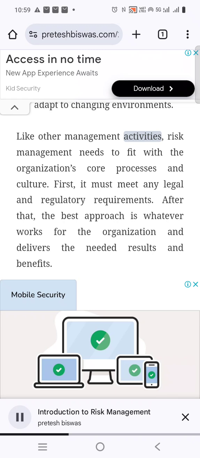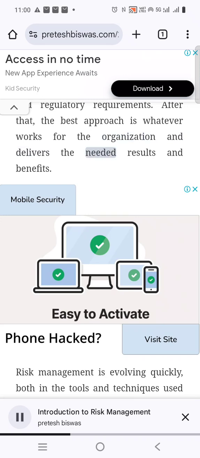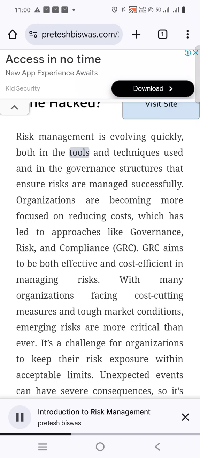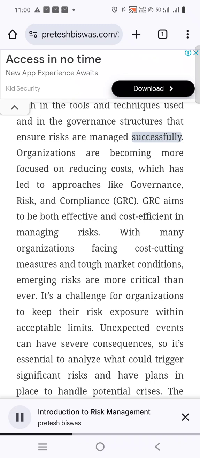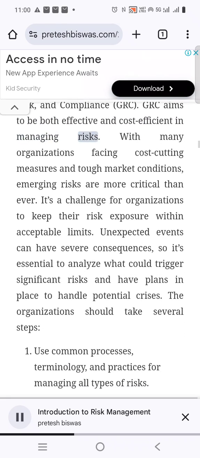Like other management activities, risk management needs to fit with the organization's core processes and culture. First, it must meet any legal and regulatory requirements. After that, the best approach is whatever works for the organization and delivers the needed results and benefits. Risk management is evolving quickly, both in the tools and techniques used and in the governance structures that ensure risks are managed successfully. Organizations are becoming more focused on reducing costs, which has led to approaches like governance, risk, and compliance, GRC. GRC aims to be both effective and cost-efficient in managing risks.